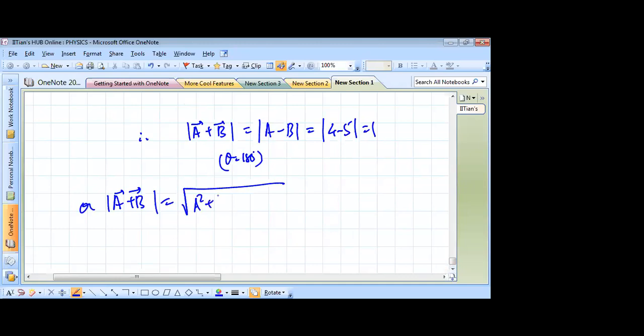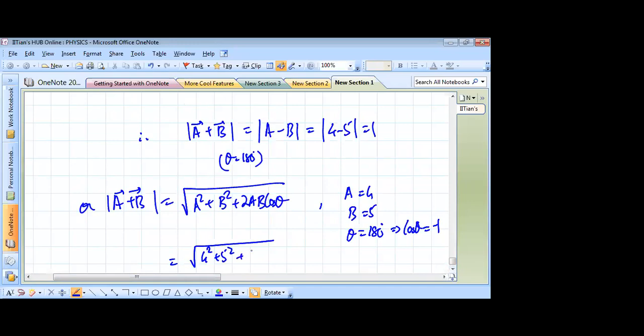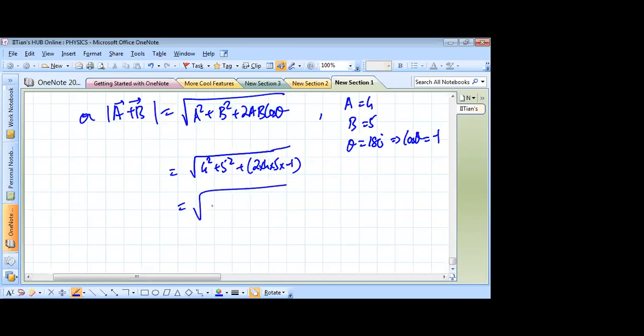Or if this doesn't strike you immediately, just use the formula, the triangle law. So in this substitute A as 4, B as 5 and theta is 180 degrees. So that means cos theta is minus 1. So you get this as root of 4 square plus 5 square plus 2 into 4 into 5 into minus 1. So you get the answer for this. You get this as 16 plus 25 minus 40. So you get this as 1, but this is too lengthy.